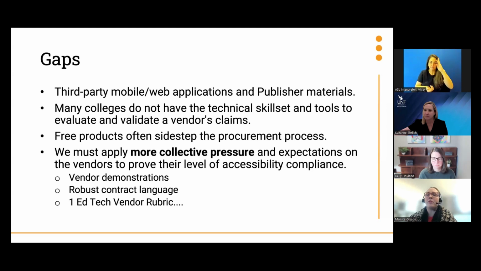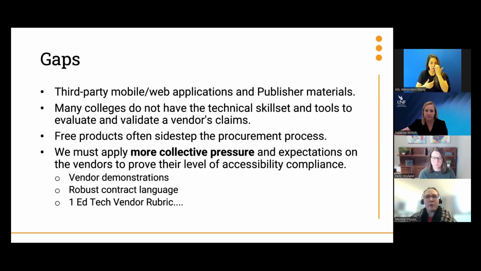My personal opinion is that as a system, across our country, as institutions of higher education, we must work together to apply more collective pressure and expectations on the vendors themselves to demonstrate and prove their level of commitment to accessibility and accessibility compliance. So that means leveraging vendor demos appropriately, where we're putting them in the hot seat, making sure we have robust contract language with accessibility requirements and technical standards referenced in all of our contracts.